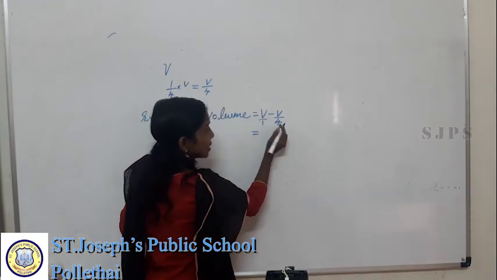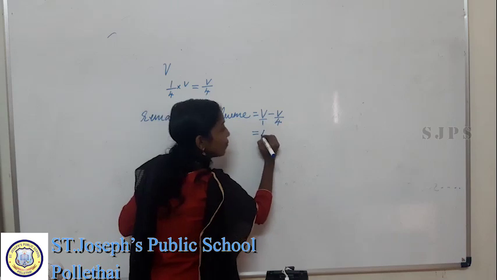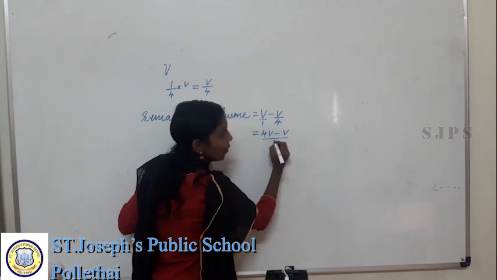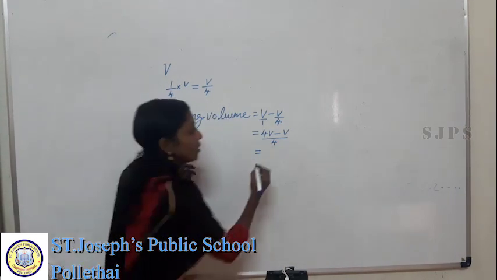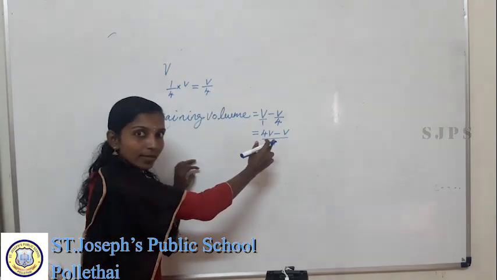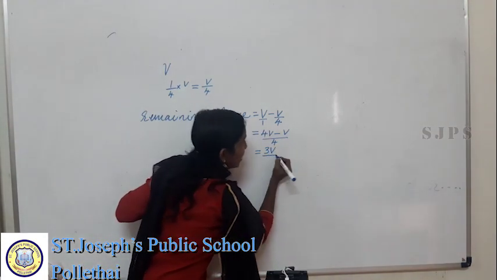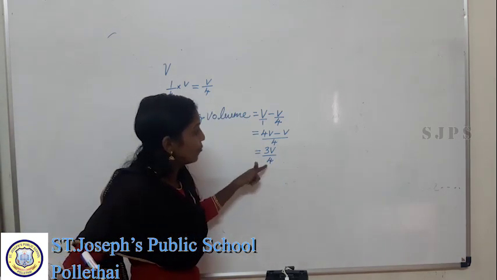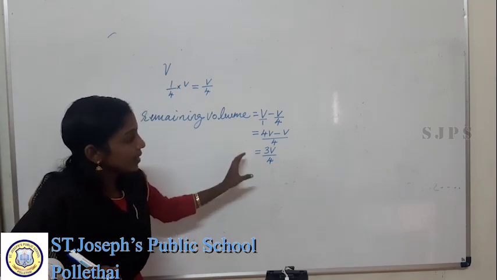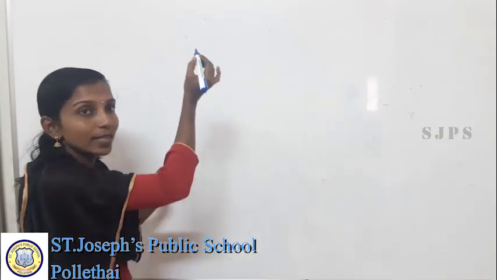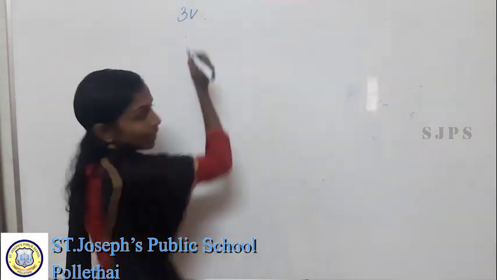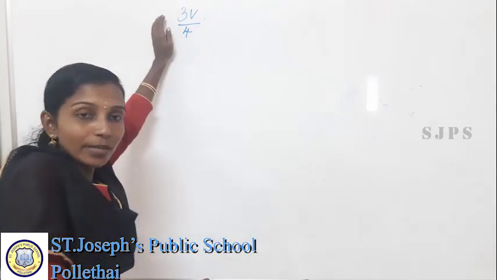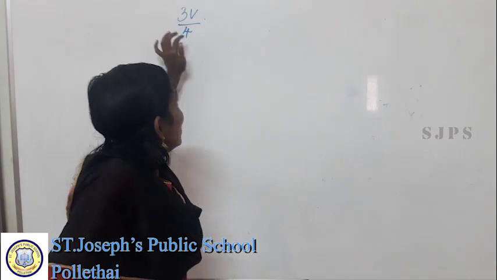Take the denominator as 1, then cross multiply. 4 into V, 4V, minus V divided by 1 into 4, 4. So we get 4V minus V is 3V divided by 4. So this time 3V by 4 is the volume in the cylinder. The remaining volume of the cylinder is 3V by 4.